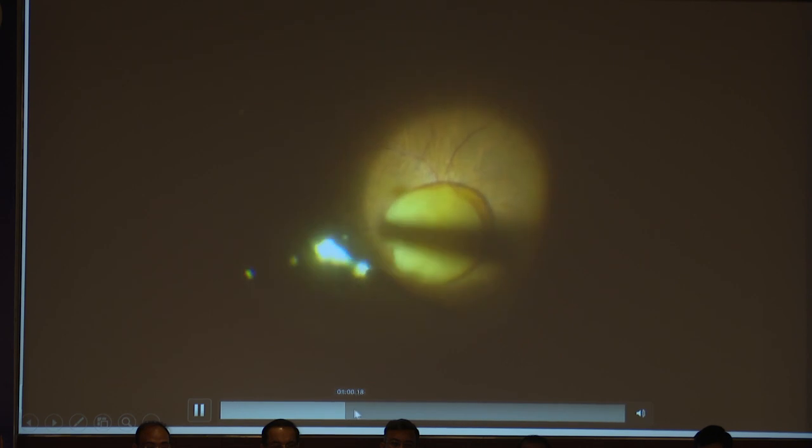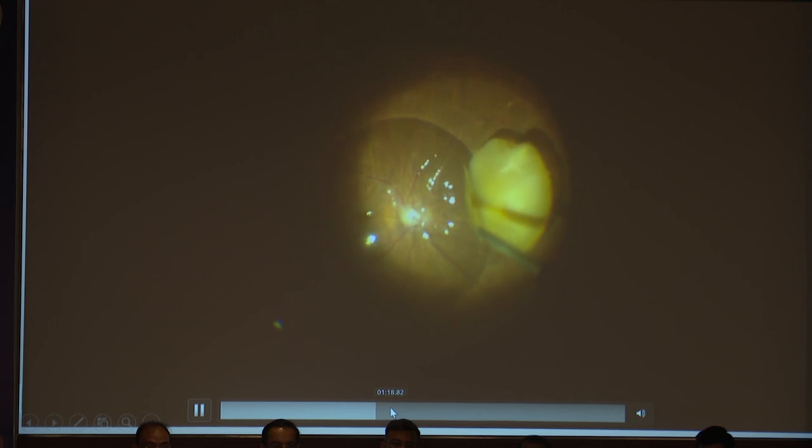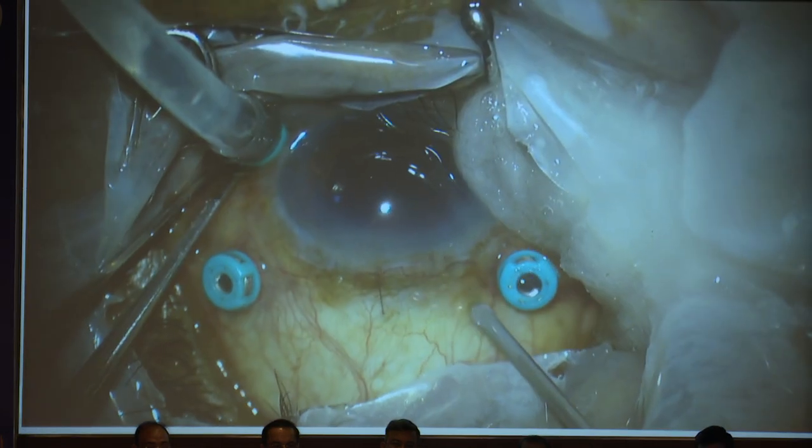So after doing that, then what we do is we put a PFCL, to try to protect the macula or the fovea from the chattering.